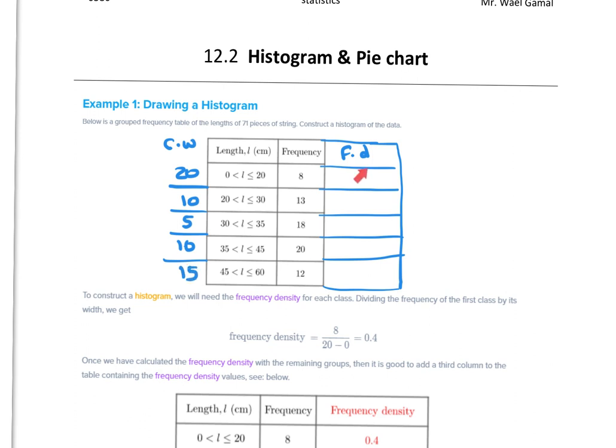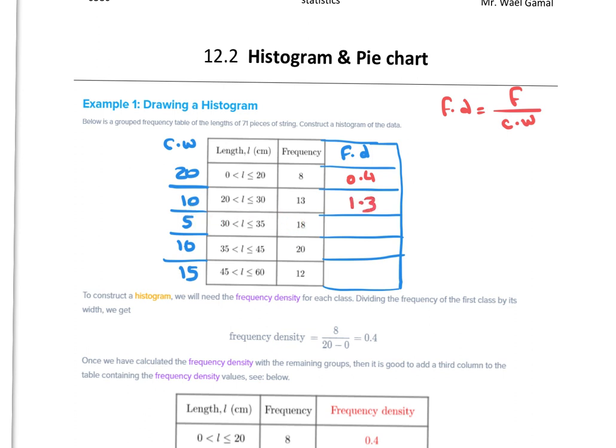Now we can find the frequency density. Divide the frequency by the class width. So this is the rule: the frequency density equals the frequency divided by the class width. So 8 divided by 20, so 0.4. So the height for this rectangle is 0.4. Now 13 divided by 10, 1.3, and so on.